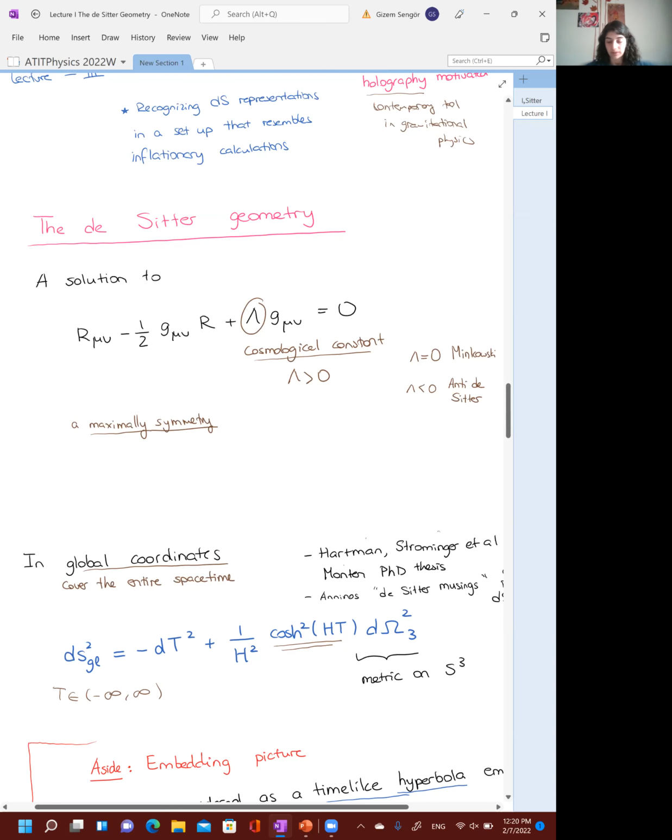to future. So because of this growing nature, this is the accelerated expansion part of the geometry. It's because of the behavior of this cosine hyperbolic function that the de Sitter describes a geometry that undergoes accelerated expansion.